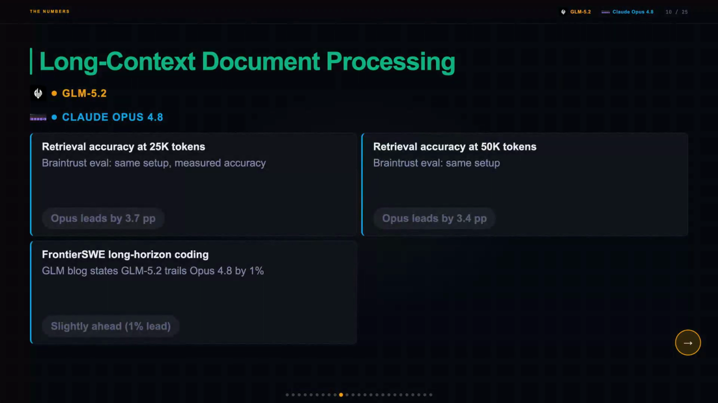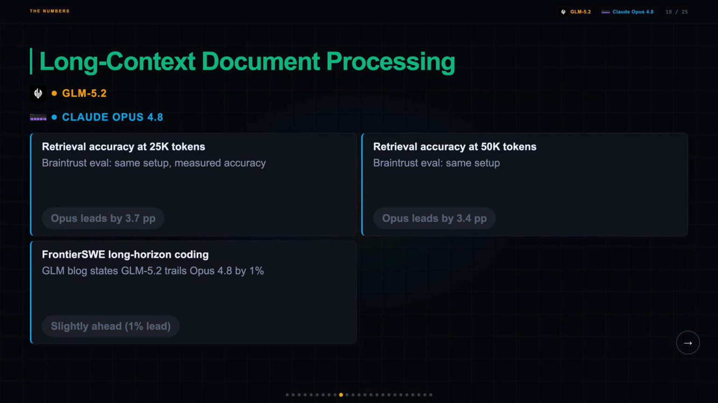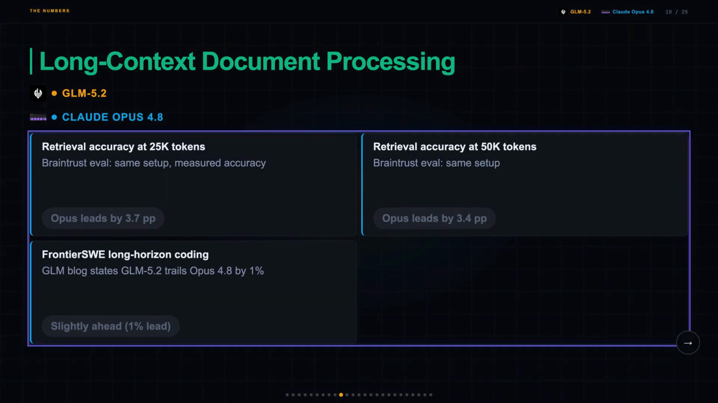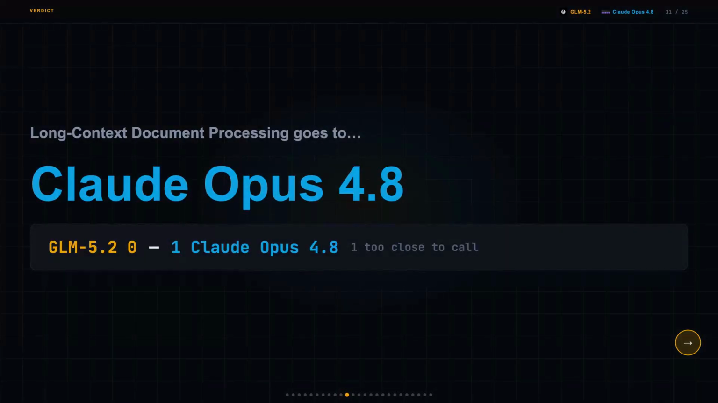I pulled the Brain Trust eval data, and here's what we got. At 25,000 tokens, Claude Opus 4.8 hit 87.0% retrieval accuracy versus GLM 5.2 at 83.3%, and at 50,000 tokens, Opus held 87.9%, while GLM came in at 84.5%. On Frontier SWE coding, GLM trails Opus by just 1%, and these are the same test setup, so the comparison is clean. Claude Opus 4.8 takes this one.